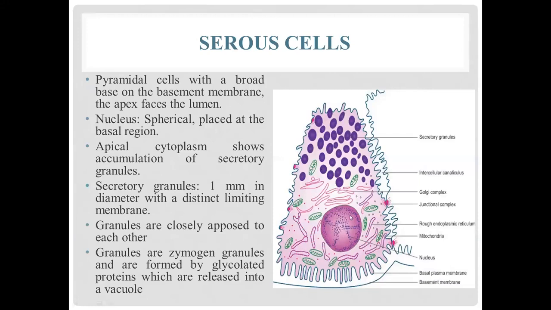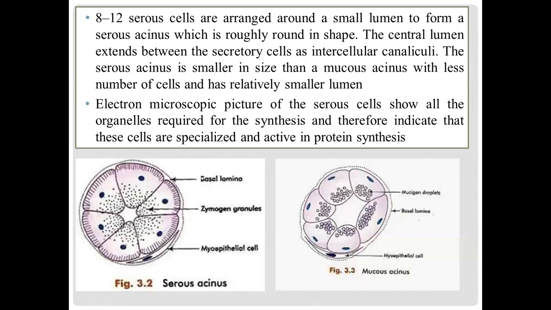The nucleus is almost spherical in shape and is placed at the basal region. Then this is the apical cytoplasm. They contain so many secretory granules. These granules are approximately 1 micrometer in diameter and they are closely opposed to each other. These granules are mainly zymogen granules and they are formed by glycosylated proteins which are released into the vacuoles.